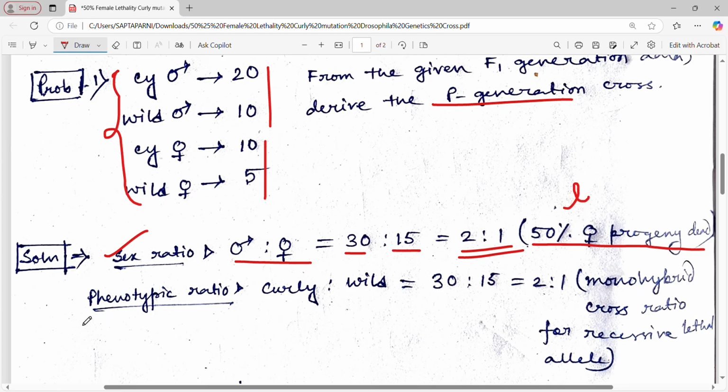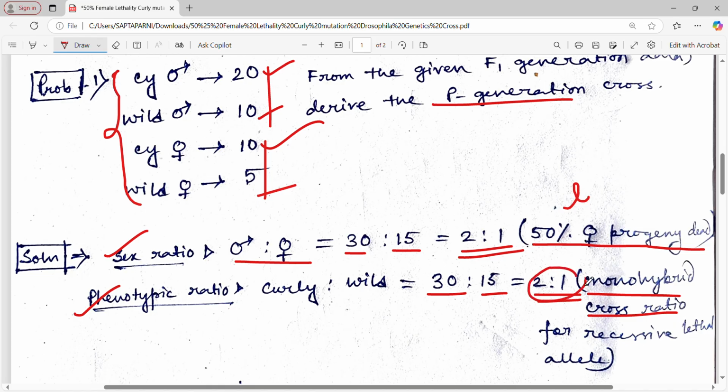Now the phenotypic ratio, that is Curly to wild type. How many Curly phenotype Drosophila are here? 20 plus 10, 30. Okay, and how many wild types? 10 plus 5, 15. So it is also 2:1, and we know that when a recessive lethal allele is present, the monohybrid cross ratio becomes modified from 3:1 to 2:1. As here the Curly mutant allele is a recessive lethal allele.